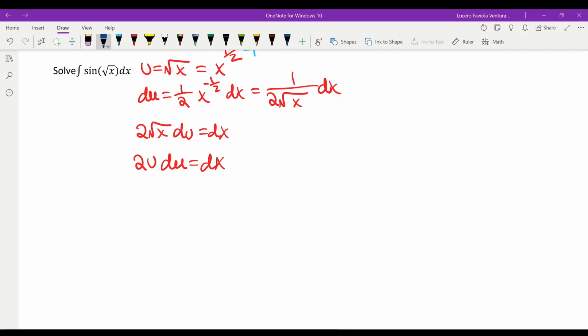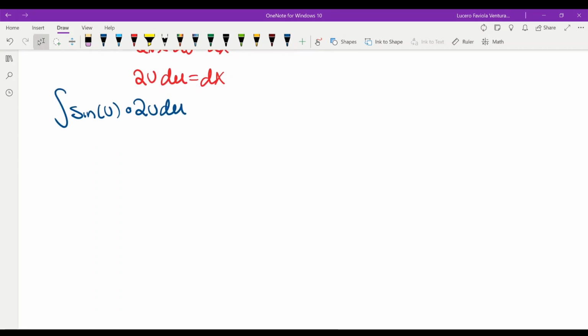And now we plug in our u substitutions. So we have the integral of sine u times 2u du. And because our 2 is a constant, we bring it out to the front and rewrite it as 2 integral of sine u times u du.